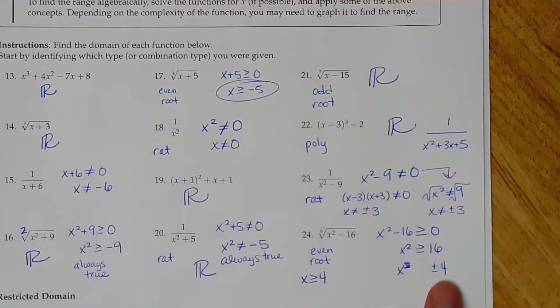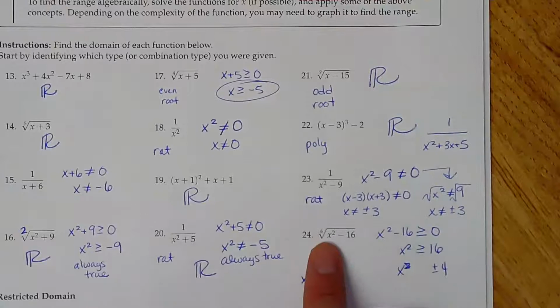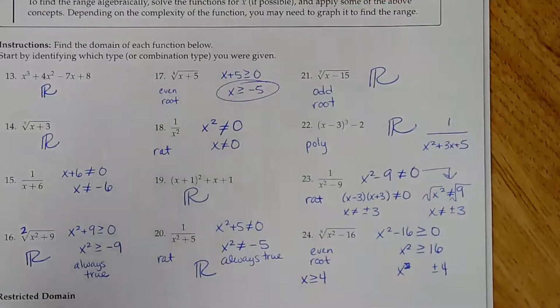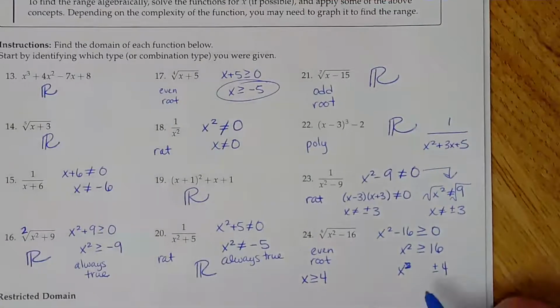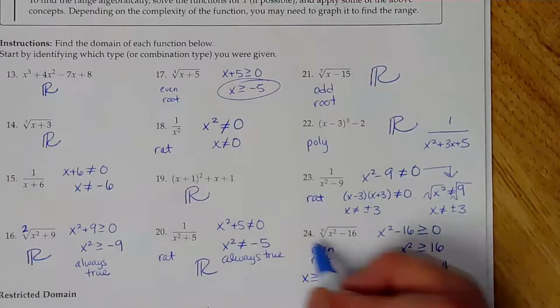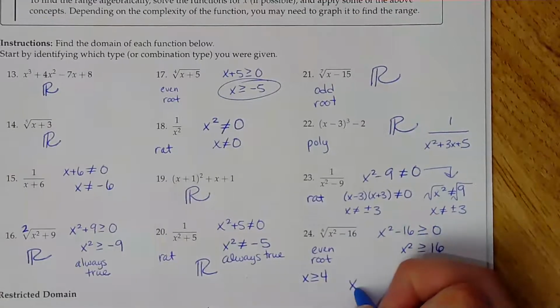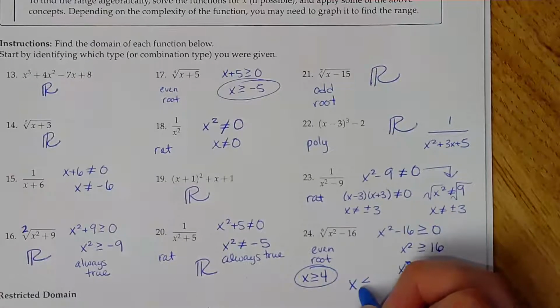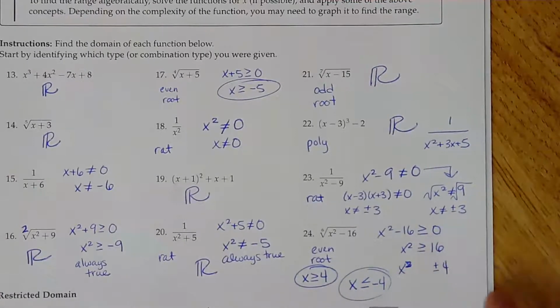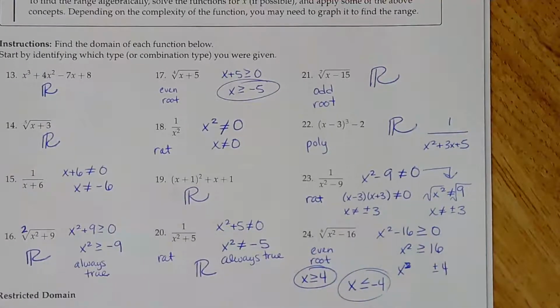So what if I looked at negative 2? Plug x equals negative 2 in here. Negative 2 squared is 4, and 4 minus 16 is a negative number. So yikes, I probably want to stay away from negative 4 to positive 4. And if you plug in something like negative 8, you'll see that this ends up being positive. So the other piece of this is that x is less than or equal to negative 4. You just want to keep an eye on that when you're doing those ones with even roots and the greater than or equal to 0.